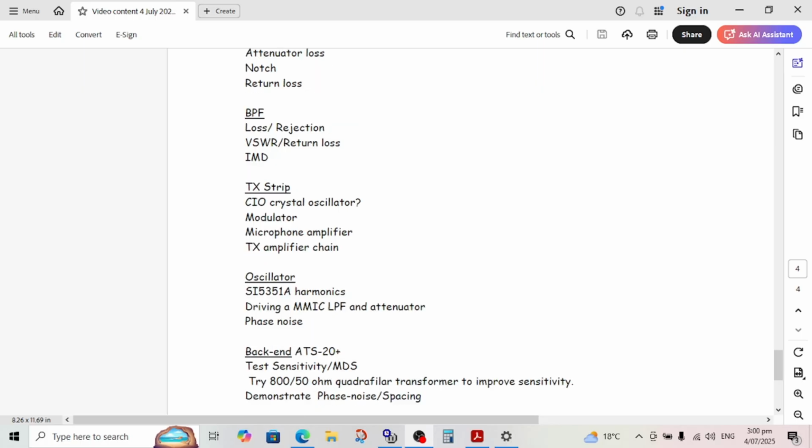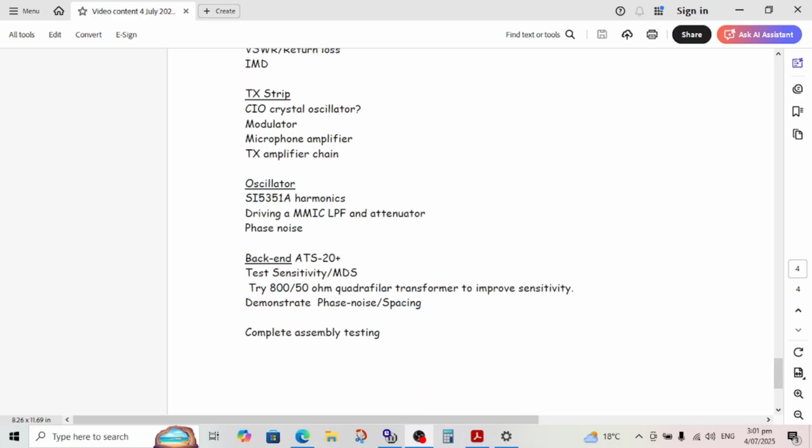The SI5351 has harmonics. Being a square wave, it should ideally be only odd order: fundamental, 3rd, 5th, 7th, and 9th. If we load the 5351 heavily, then it starts producing 2nd, 4th, 6th, and so on. So we will investigate that. We'll use it to drive a mimic filter and an attenuator to drive the mixer. If we can, we'll look at phase noise.